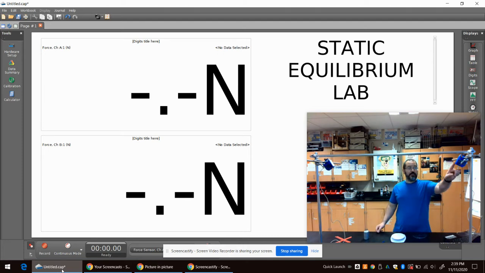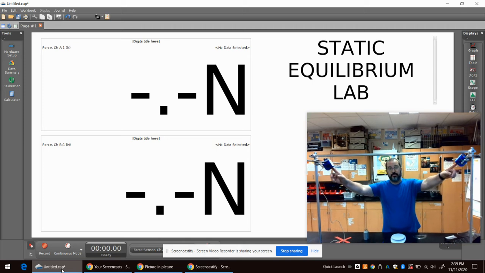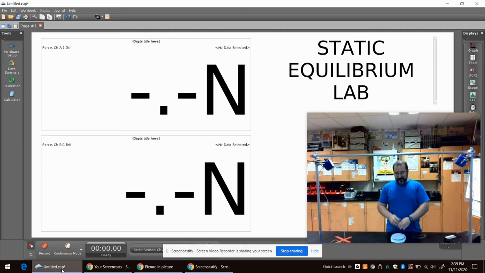So I have here a force sensor. These are the blue objects located on each side of me. And I have a mass. When we put this mass on the balance, we find that it is a 1,000 gram, 1 kilogram mass. Because we know that the weight of an object is equal to mass times gravity, mass times 9.8, we know that this is a 9.8 Newton object.